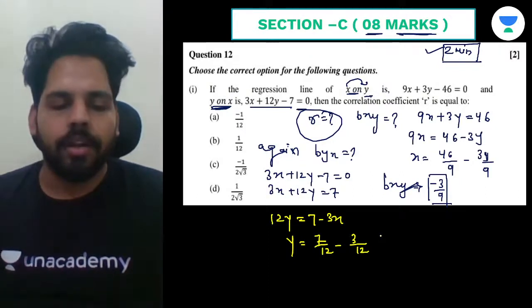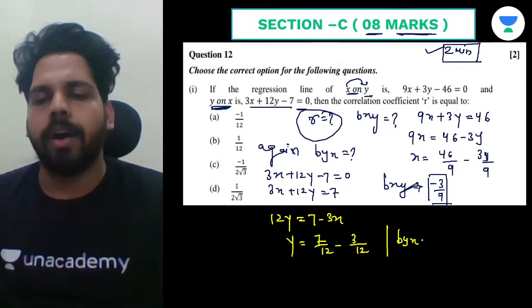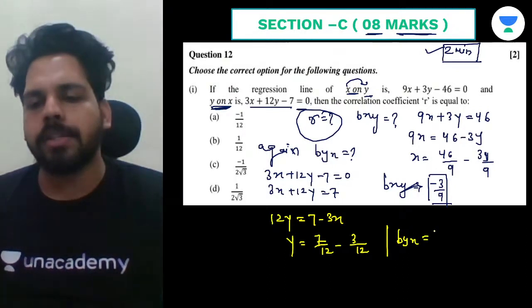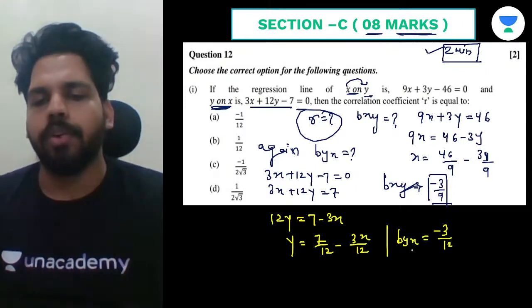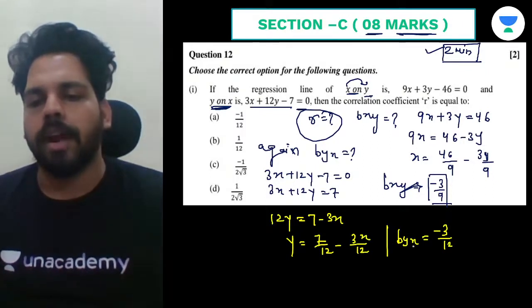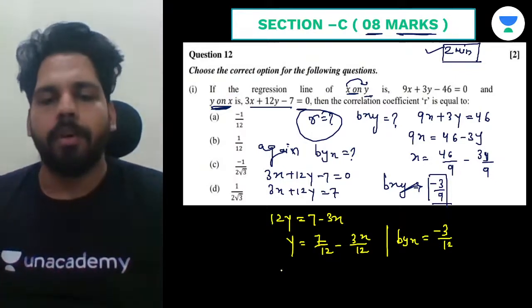Okay, so here if we are finding b of y on x, that will be equal to how much? Minus 3 upon 12. This is x over here. Don't forget to write x. So b of y on x will be minus 3 upon 12. Now we have got both the values. Now we know the formula.